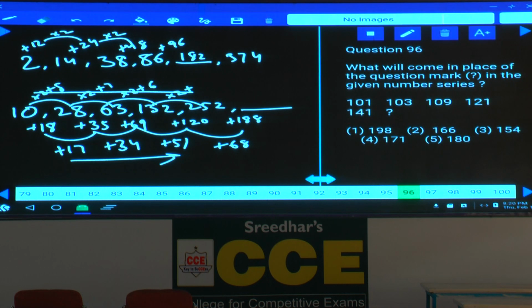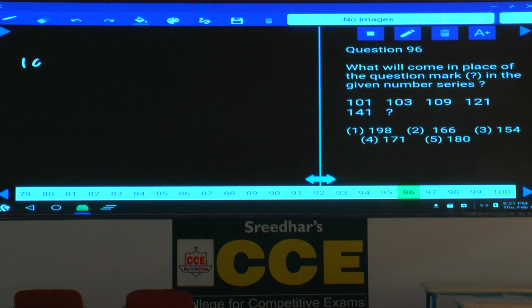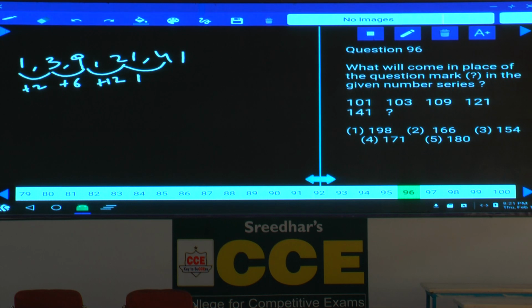Then question number 96. Now in this one, as the numbers are increasing at a smaller rate, we should opt for difference. Now 101 and 103. Again, as hundreds are common, let us take the last digits: 1, 3, 9, 21, 41. Then 1 and 3 plus 2, 3 and 9 plus 6, 9 and 21 is how much? Plus 12, here the difference is how much? 20. Then what should be the next one?